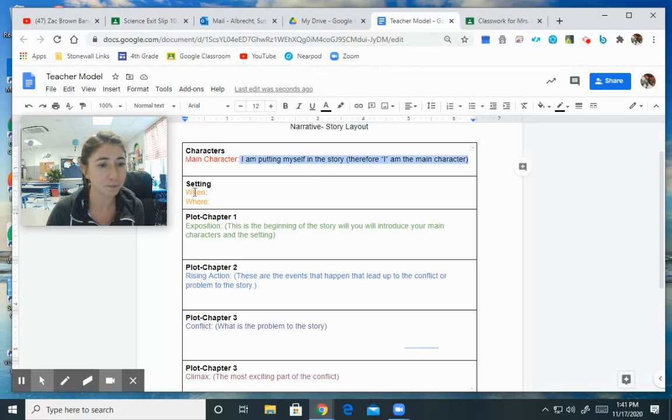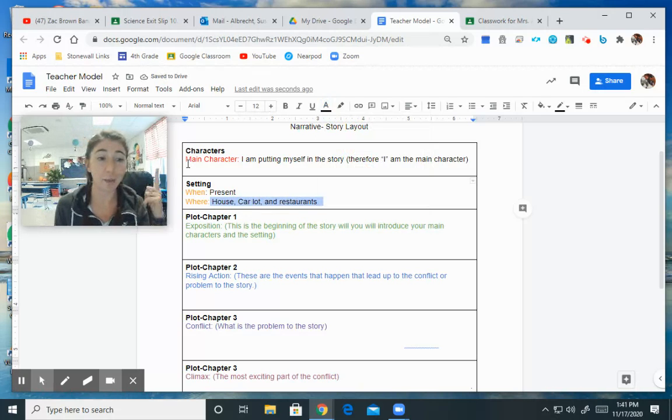That's my main character. For my setting is when it takes place. It's going to be taking place in the present. It's right now. It's not in the past. It's not in the future. It's right now. So it's the present. Where my story takes place is also a big part of my setting. And my where is it happens at my house. It happens at a car lot. My story also takes place at a restaurant. I have 3 different settings. You might have just one setting, but you could have up to 5 settings. Your stories are all different depending on your prompt.